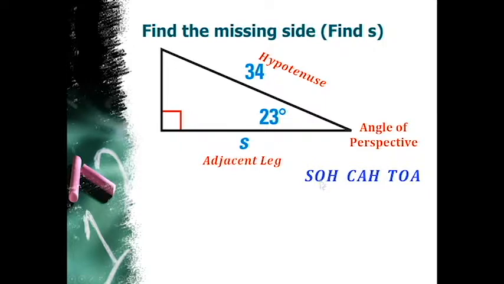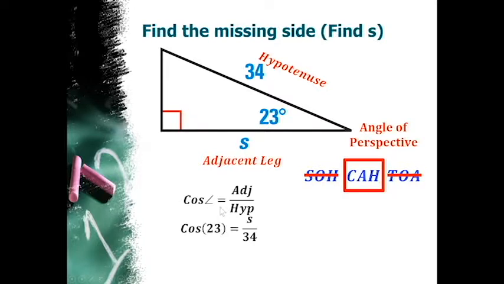We can see here that the sine is opposite over hypotenuse, the cosine is adjacent over hypotenuse, and the tangent is opposite over adjacent. So we want to use the cosine, since that relates to the two pieces of information that we are currently using. We will ignore the other two parts of SOHCAHTOA. We'll write out our equation: the cosine of the angle equals adjacent over hypotenuse. We'll plug in our values.